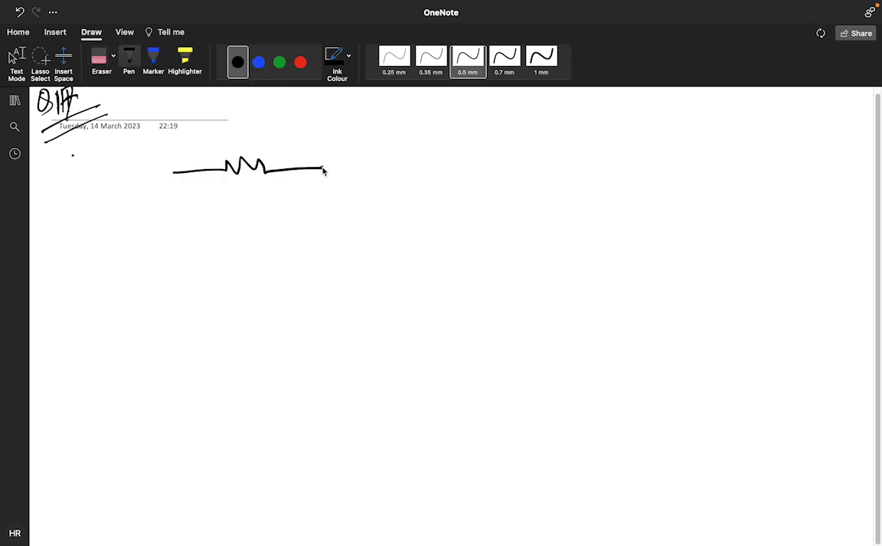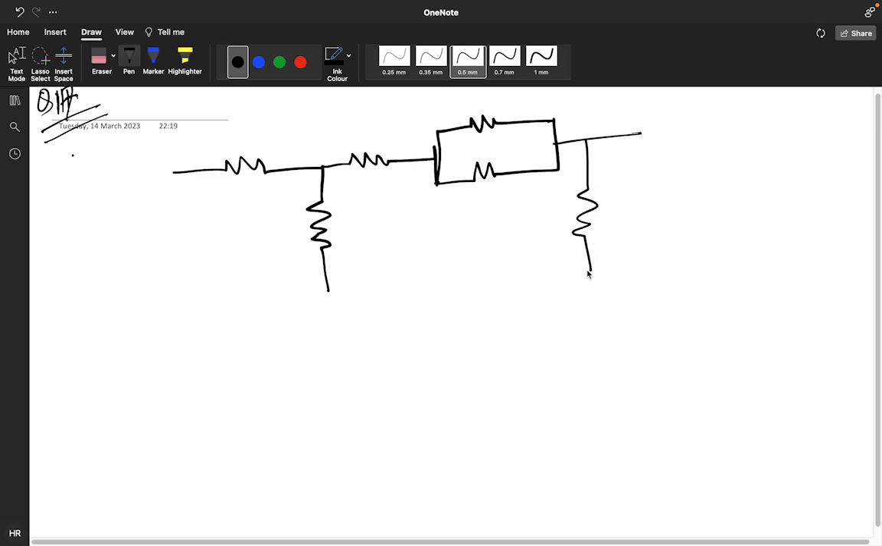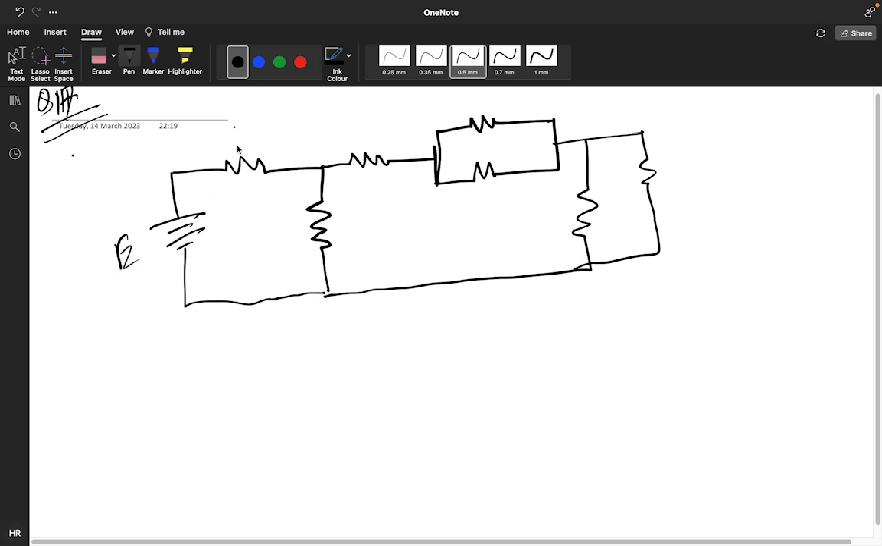You have a resistor, a resistor, a resistor, a resistor, and a resistor here. This particular resistor here, and you have a resistor here, and it's given positive negative E. This is your R1, this particular is your R2, this is your 2 ohm, this is 1 ohm, this particular is 3 ohm, this is 5 ohm, and this is 5 ohm.